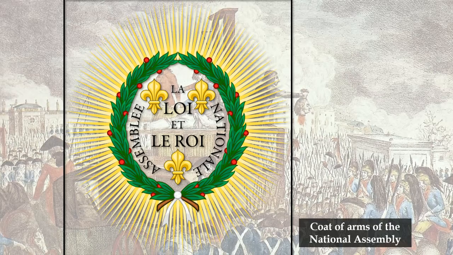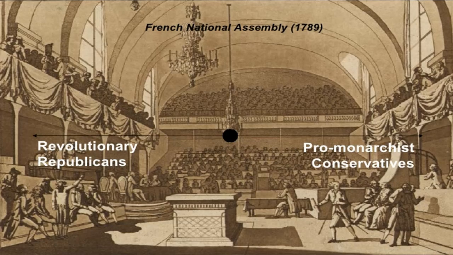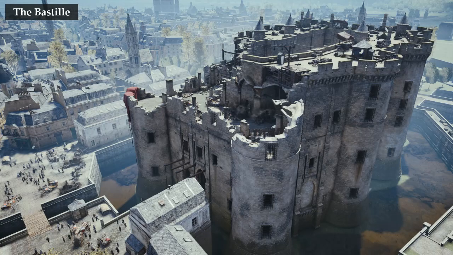And this is the coat of arms of the National Assembly, and this upset the king a lot, who tried to dissolve the assembly by force, but this was not possible because the people of Paris supported the assembly. So finally, Louis XVI had to accept this National Assembly, shortly after one of the most important and most famous events of the French Revolution, which is the storming of the Bastille.